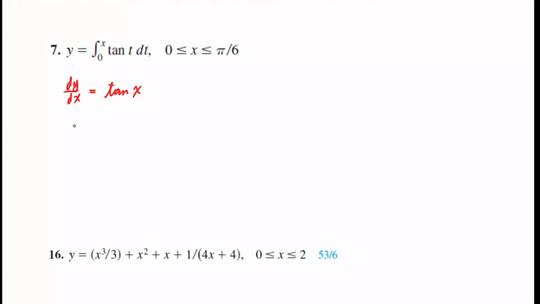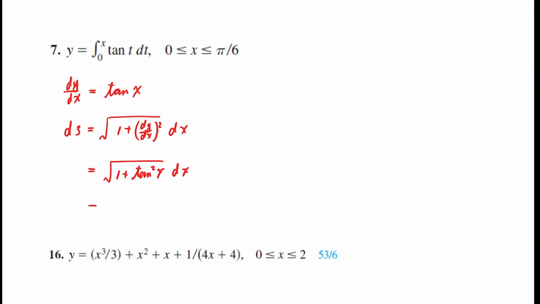Now, then we calculate ds. And remember, ds is equal to the square root of 1 plus dy over dx, quantity squared, dx. So if I substitute this thingy, it becomes 1 plus tangent squared. Somebody tell me what this inside the square root is? Secant squared. That's secant squared, and we take a square root, so that is secant. Do you know what I'm saying? Now, do we need an absolute value here?